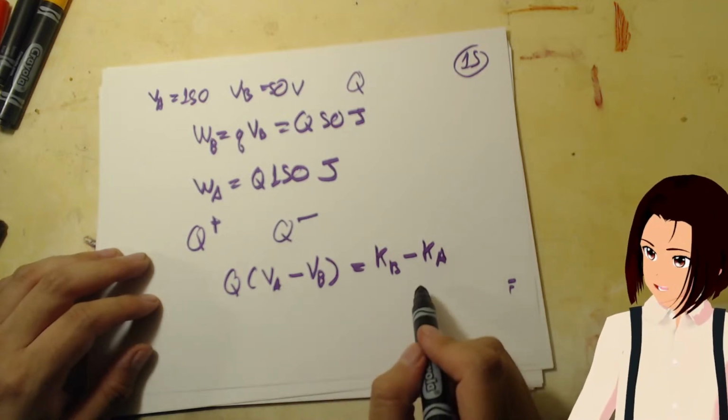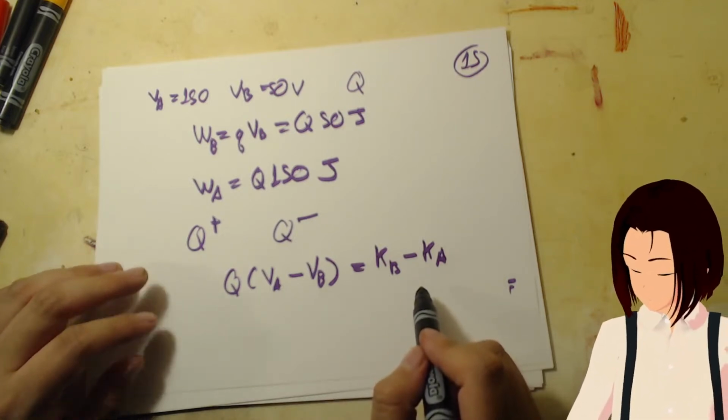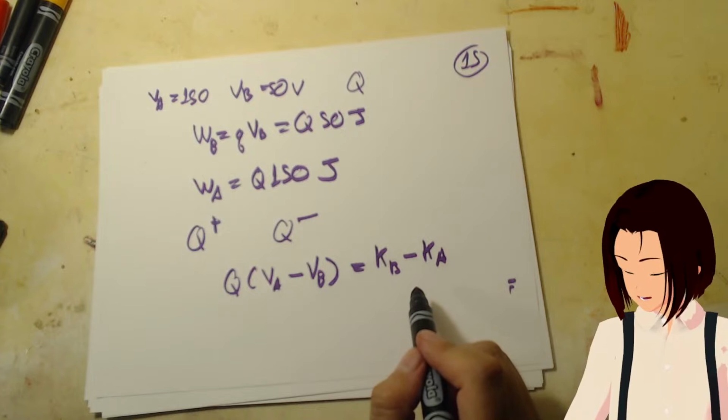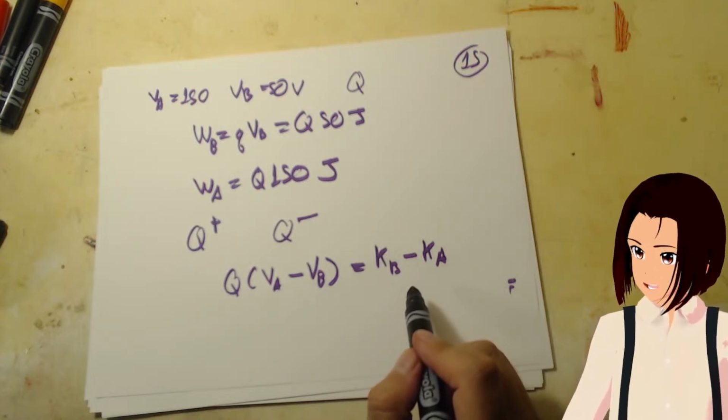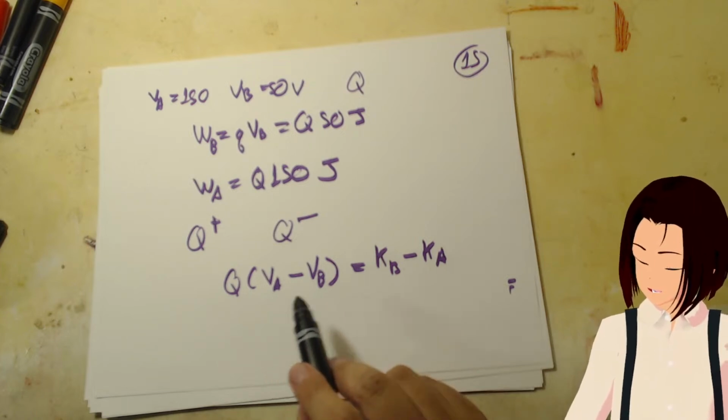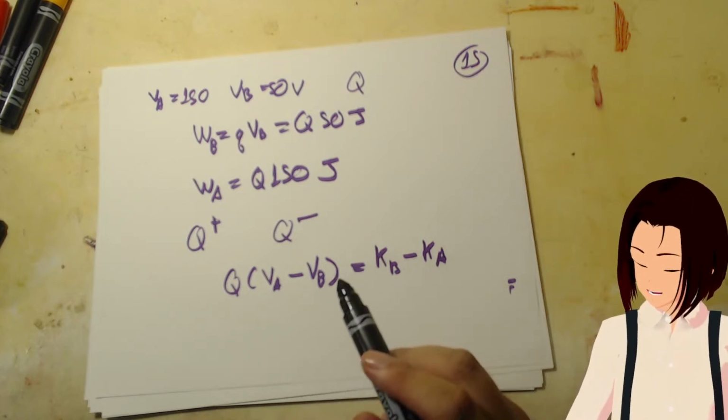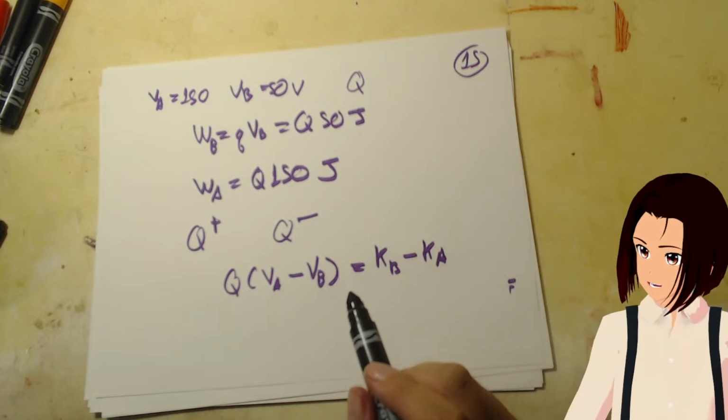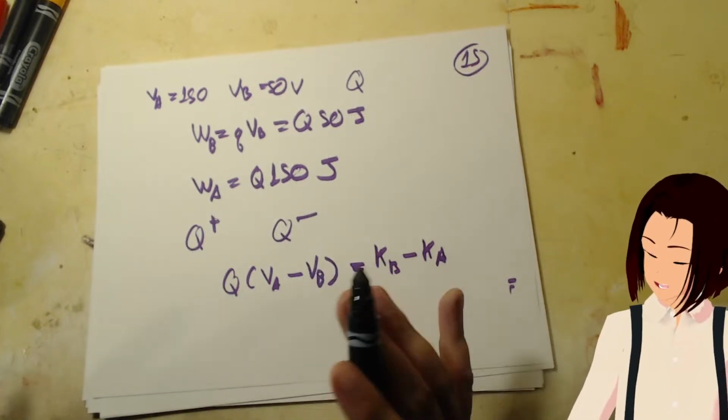And this is from the work energy theorem. So basically Q going from A to B is releasing kinetic energy. It's electric potential becoming kinetic energy.